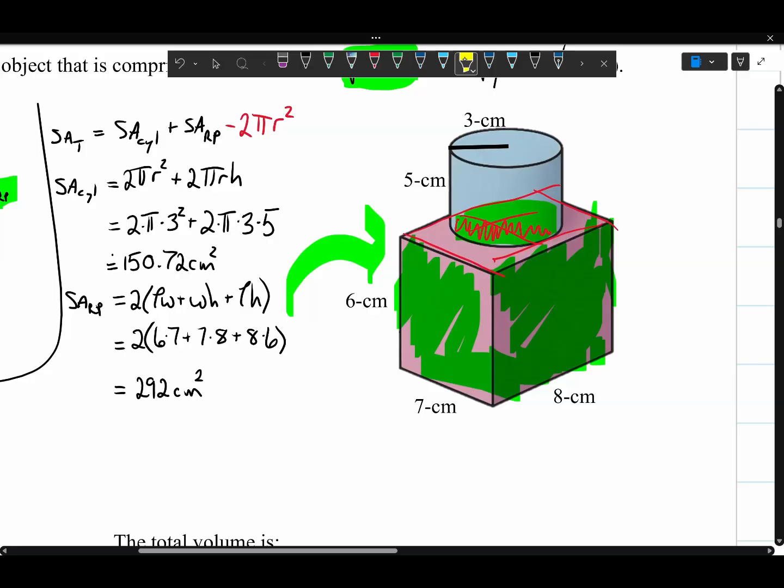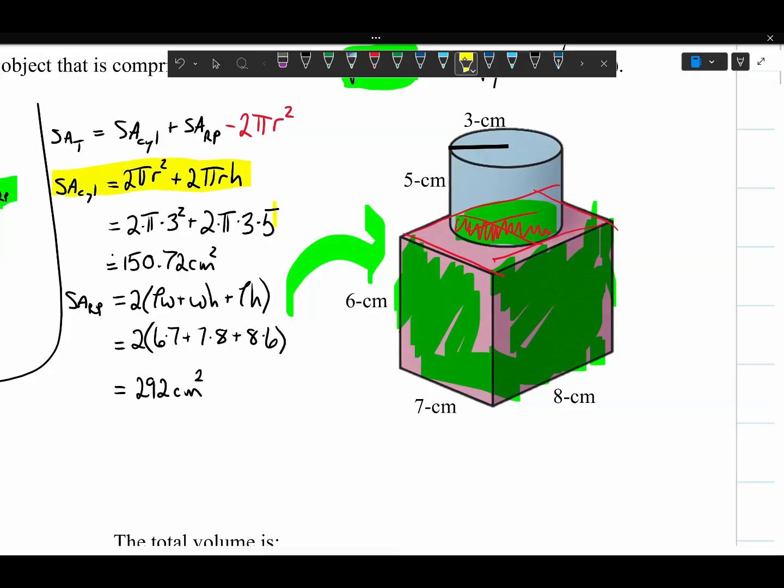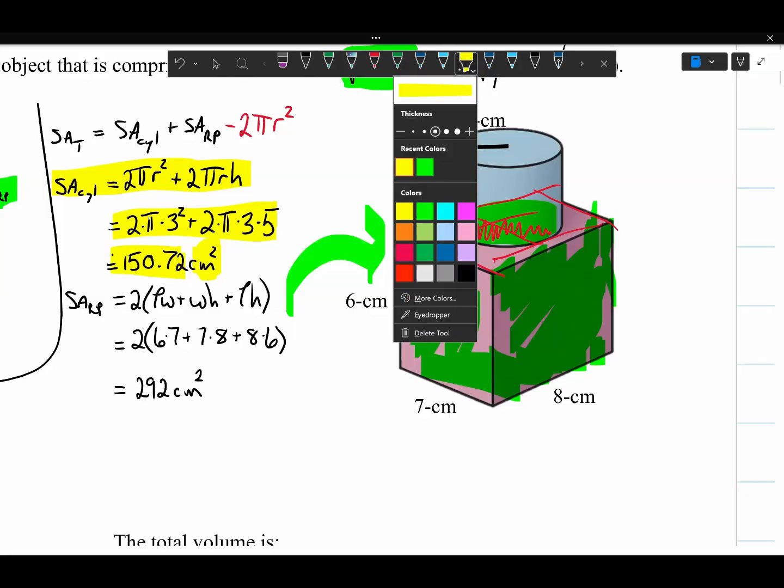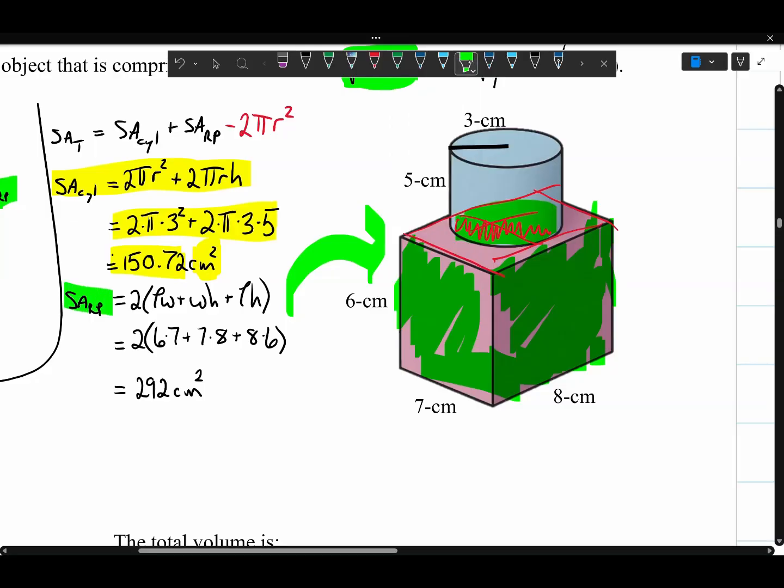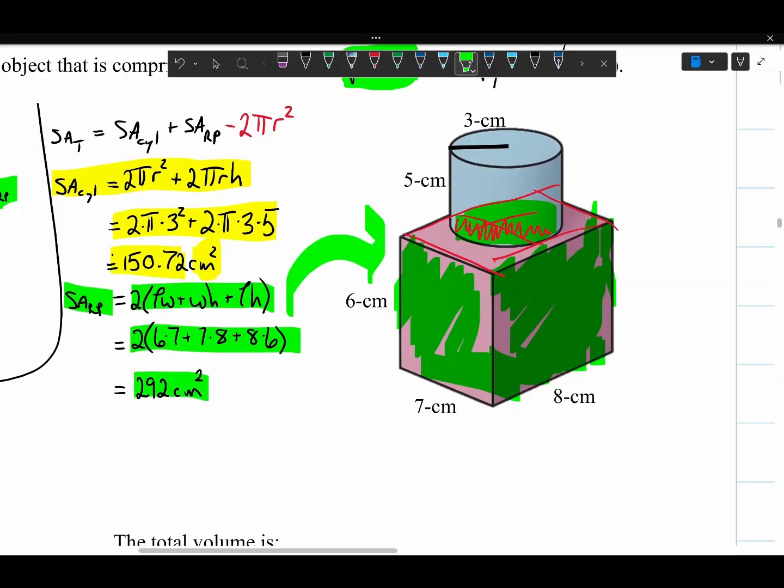Good, so at this point I've calculated the surface area of the cylinder. I've copied out the entire formula, I've substituted in my values, and I have my final answer right here with my units considered. When I'm working with surface area, my units are going to be squared. That's always the case. Then I calculated the surface area of my rectangular prism. I showed the formula, my substitution, and my final answer with the units included.